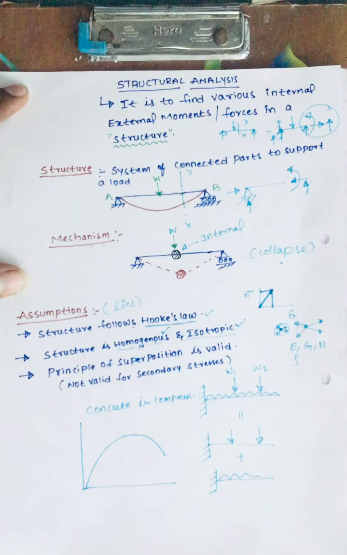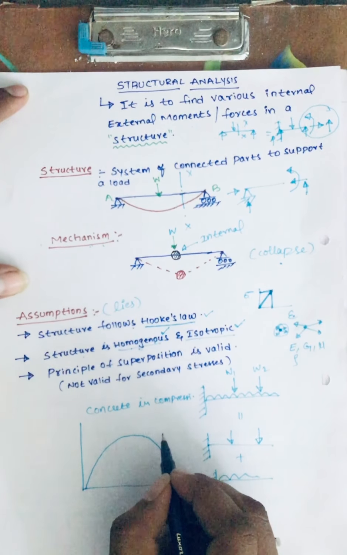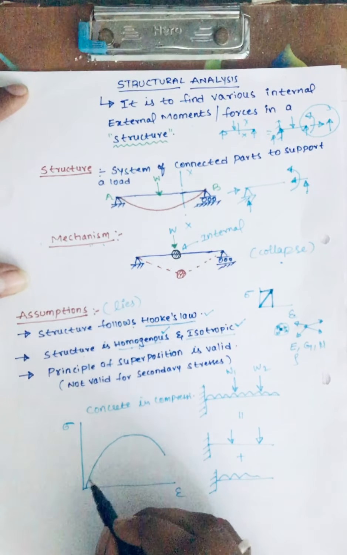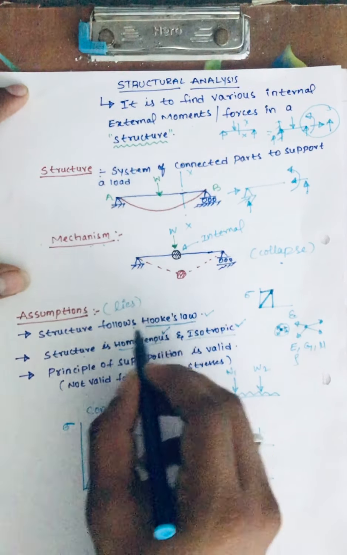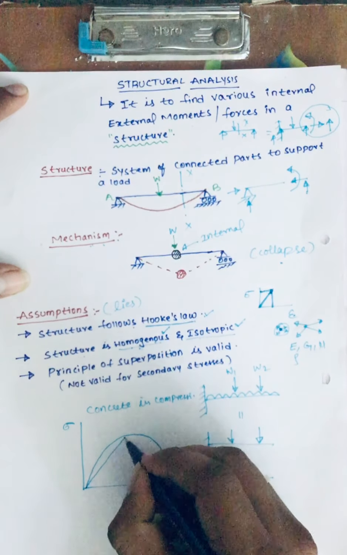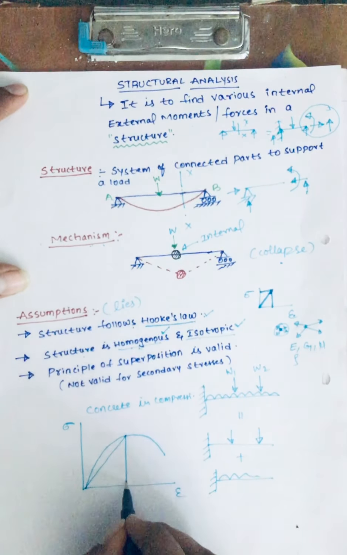Okay, but what is our assumption? This is the practical case when the concrete is in compression, so it is a parabola. But what is our assumption? It is a linearity assumption. So how are we making linearity? We are considering a linearity like this.